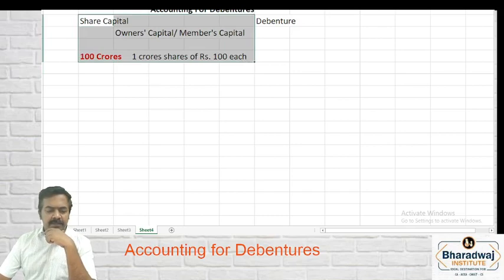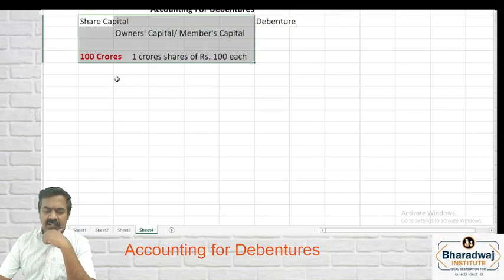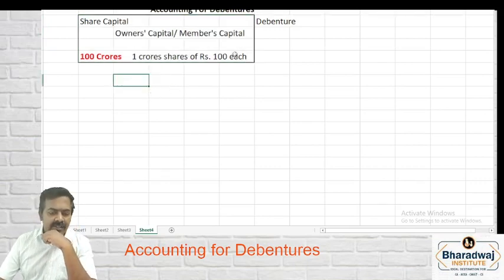Share capital is part of the members' money, the owners' money. They take the risk. Any profit or loss, any surplus made by them goes to the members.